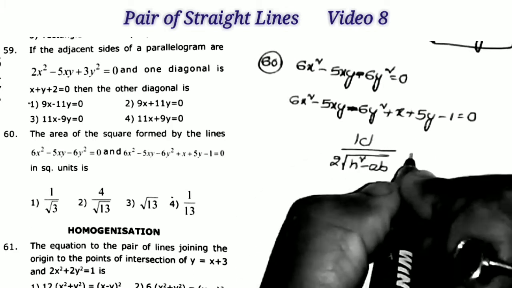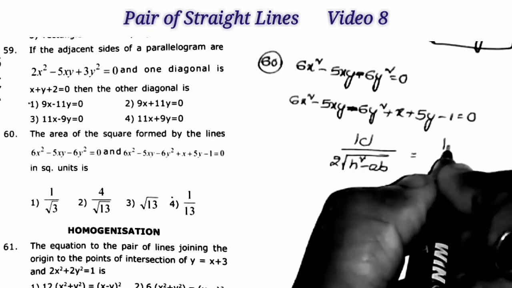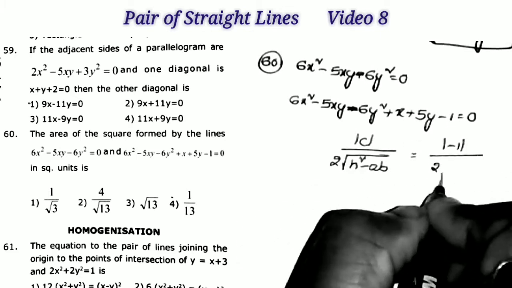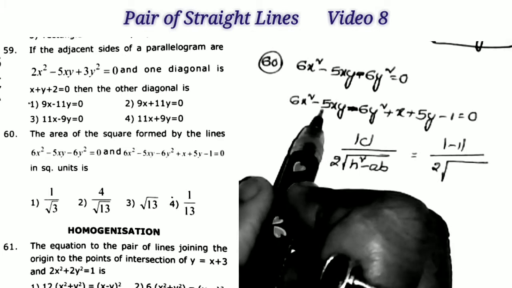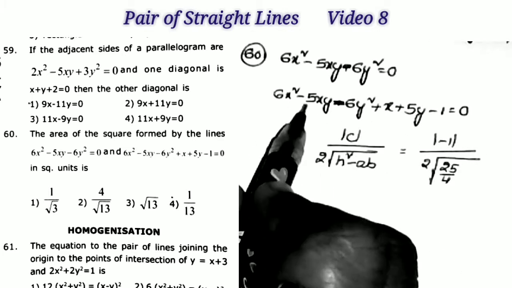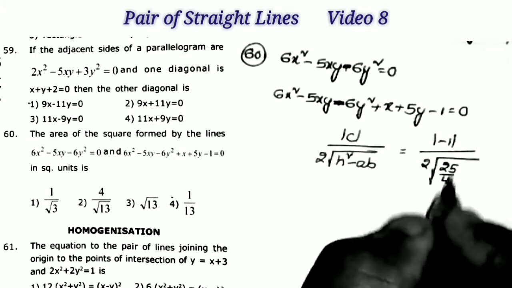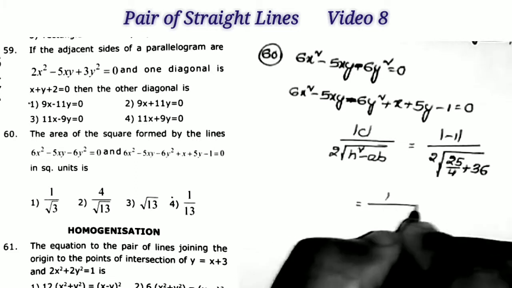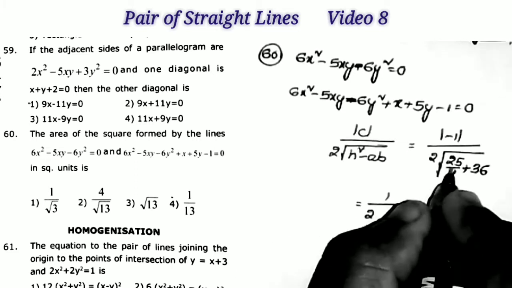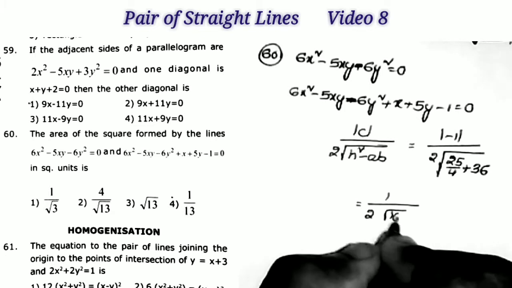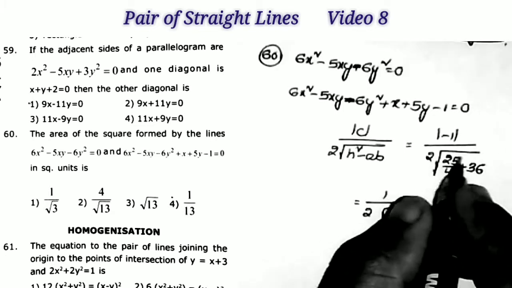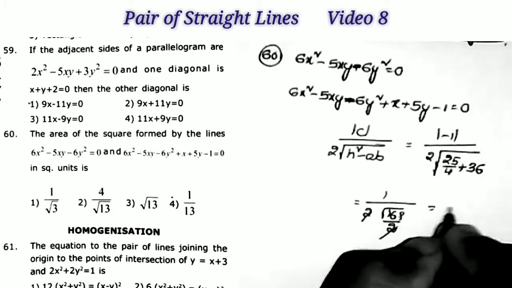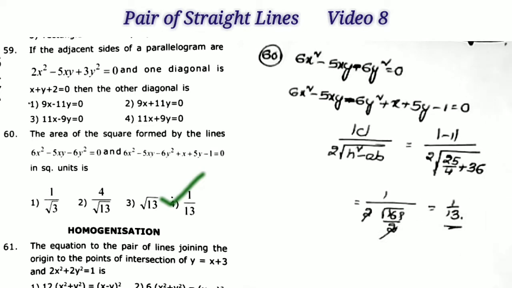Now replacing the values. What is the c value? The constant is −1. So 1 by 2 into the square root of, what is the h value? 2h = −5, h = −5/2, h² = 25/4, minus ab, minus of minus, plus 36. That is 1 by 2 into √((25 + 144)/4), √169 by √4 is 13 by 2. So the answer is 1/13, and that is the last option. That's all. Just simply taking the formula and replacing the values.